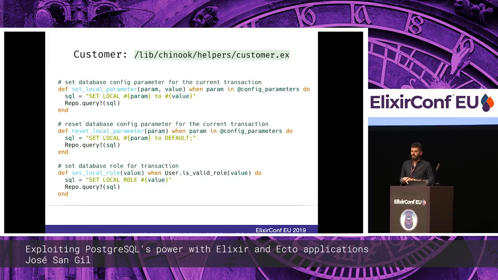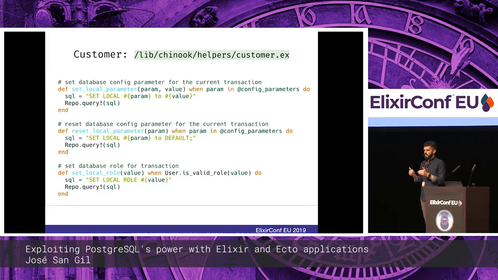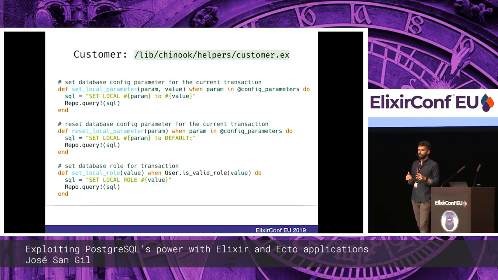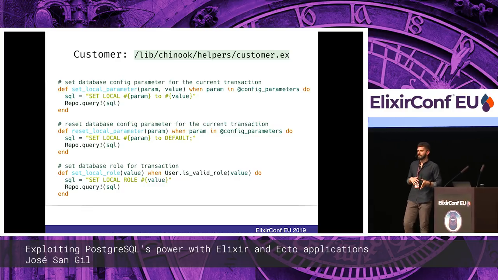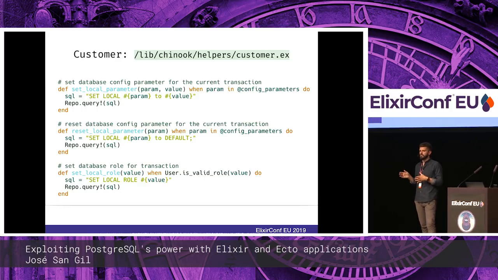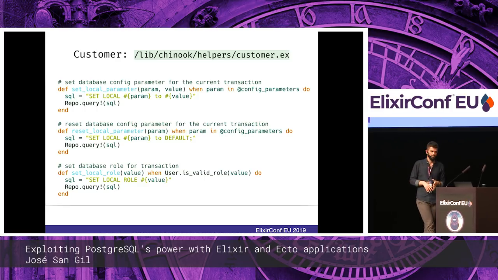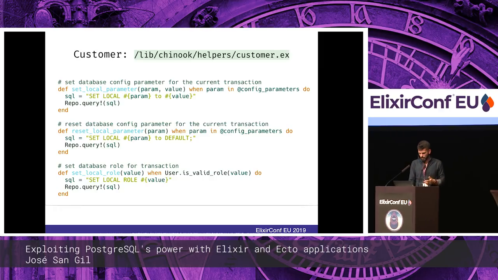And the idea of this is that every time we run a transaction, we're going to set the Chinook app user parameter, and then we're going to do the same for the role, which is actually the last function in this slide. So it's SET LOCAL ROLE, a similar convention, but instead of setting a parameter, I'm going to set a role. How do we use this?